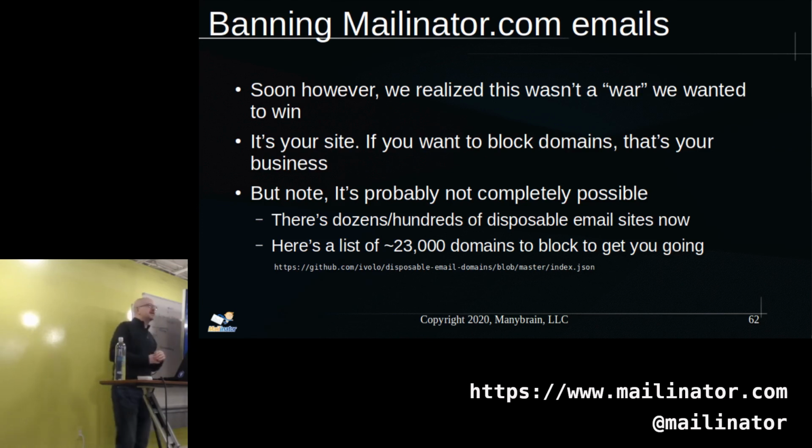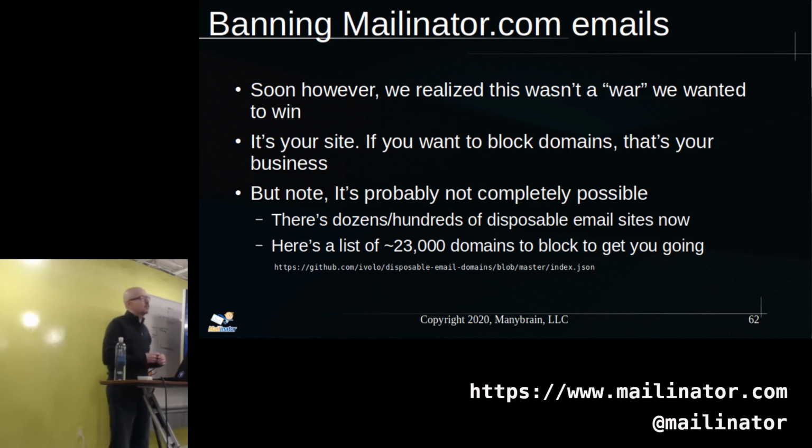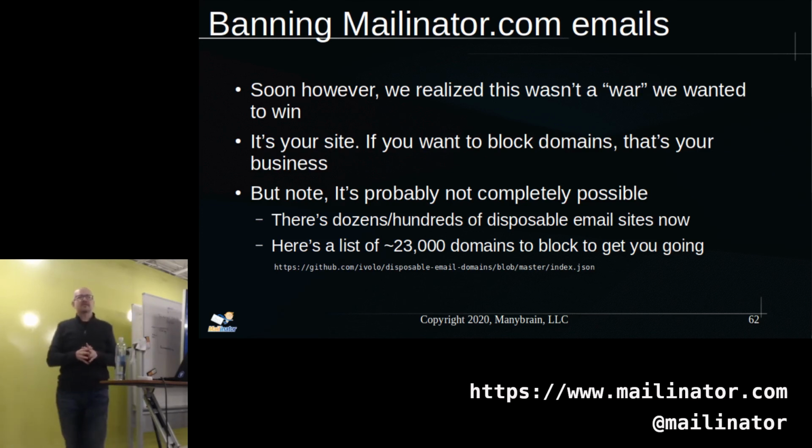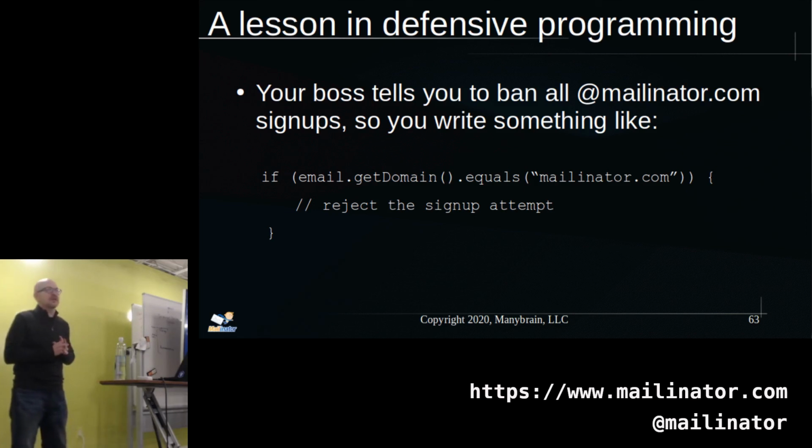Now, since MailHitter's been out, like I said, there's probably 100 copycat sites that have come on. There is a nice list on GitHub of 23,000 disposable domains. So if you want to block disposable domains, certainly don't stop at MailHitter. Okay, there's plenty to go around. Now, I also found this pretty amusing, and we didn't discover this until seriously 2 months ago.